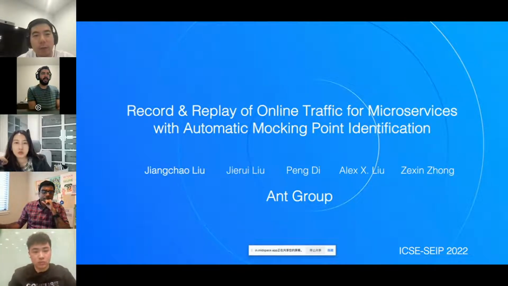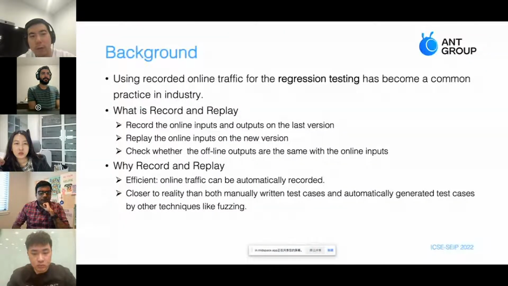So first, what is record and replay? Record and replay is to first record the online traffic, which is the inputs and outputs of the last version of a microservice. And then in the offline environment, you replay that traffic on the new version and see whether the output is the same as the online version. So this can be taken as regression testing. It's actually very popular in the industry.